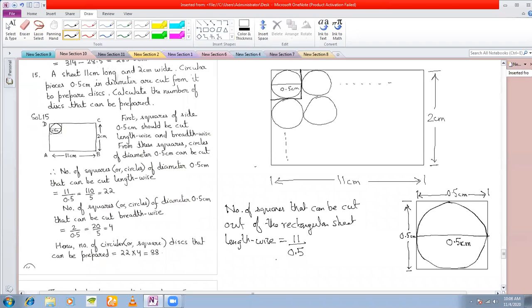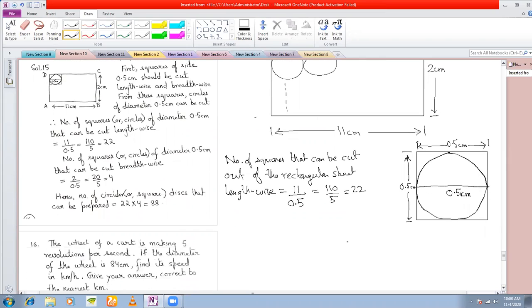22. Yes, sir. Yes. If the length is 11 and if you're cutting out squares like this, then how many squares can you cut out? 11 divided by 0.5. This comes out to be 22. 22 squares you can cut out lengthwise. Similarly, how many squares can you cut out breadthwise? Number of squares that can be cut out breadthwise.